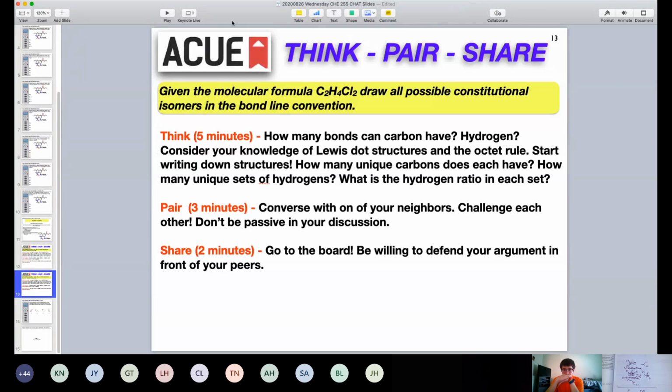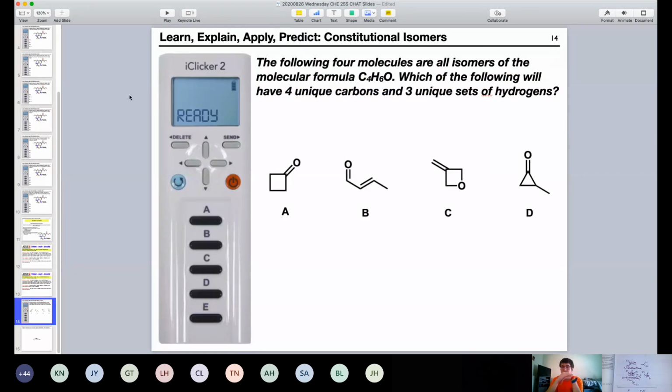So we didn't actually get time to go to the workbook so much, but I do have one more question I'd like to ask you that's shown about constitutional isomers. The following 4 molecules have the molecular formula C4H6O. Of the 4 isomers, which one has 4 unique carbons and 3 unique sets of hydrogens?